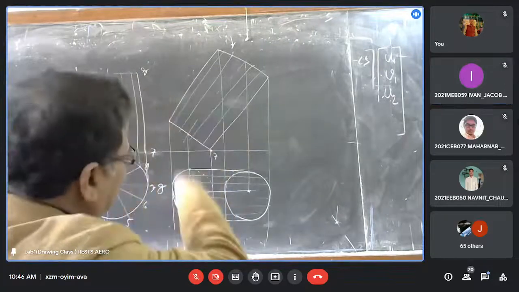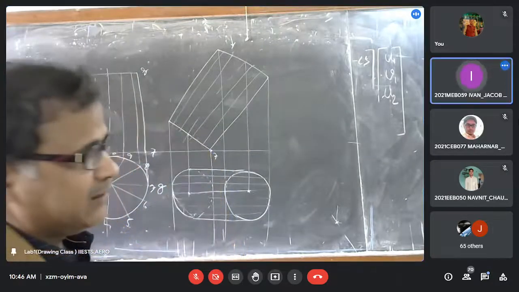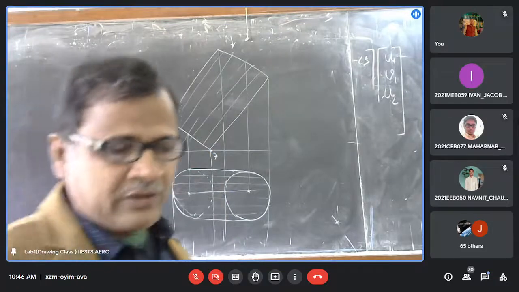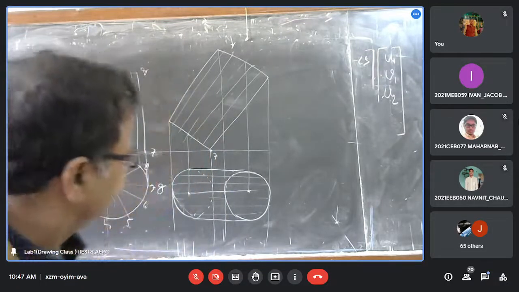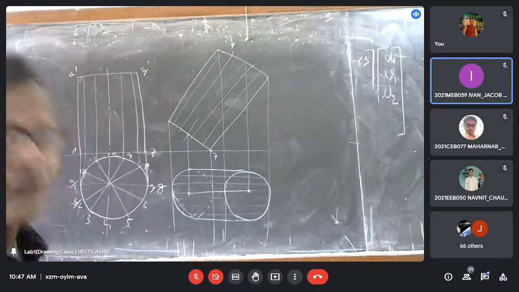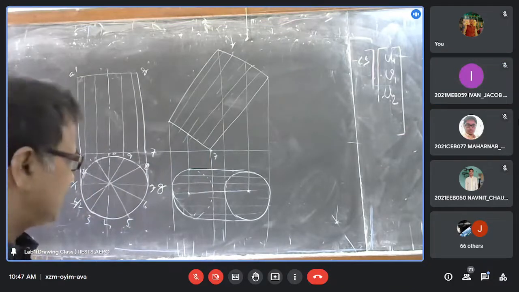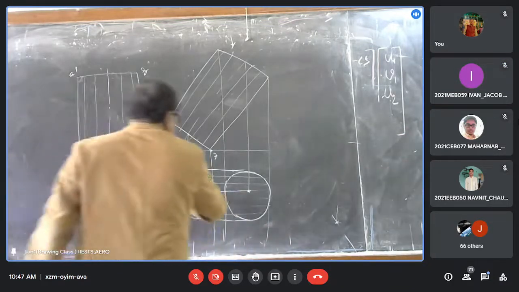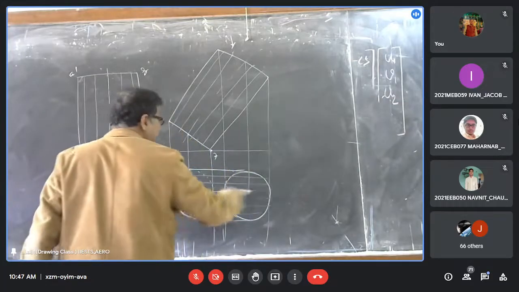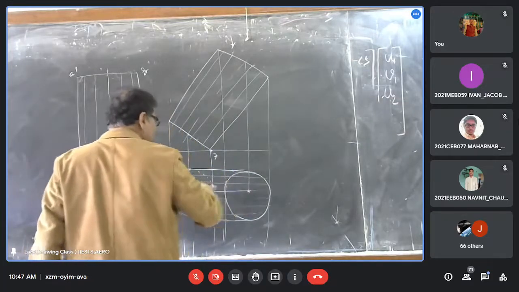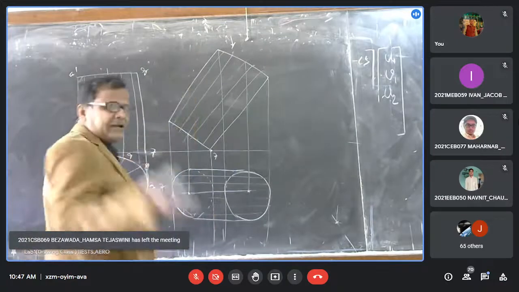Now in this condition, what condition is that plane in? Parallel to the vertical plane. Now suppose you consider a plane here, lying on that plane. That plane is now parallel to the vertical plane.